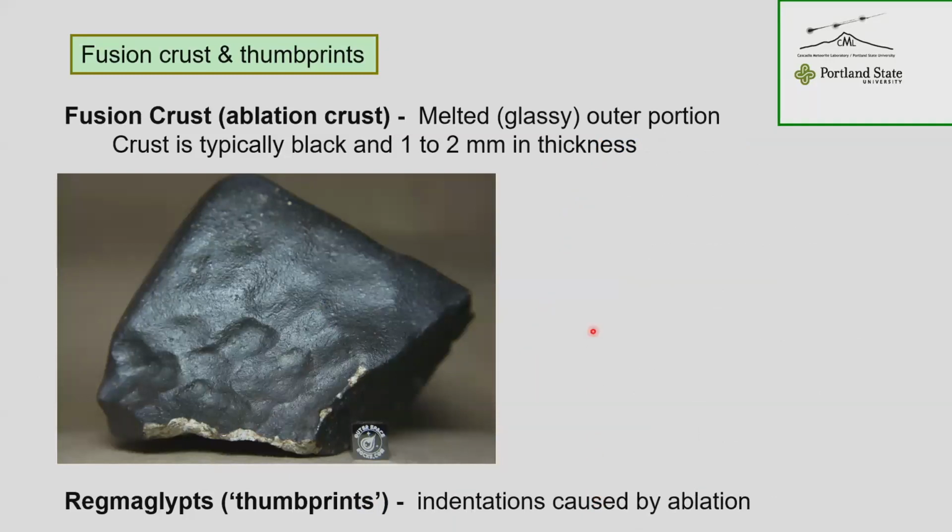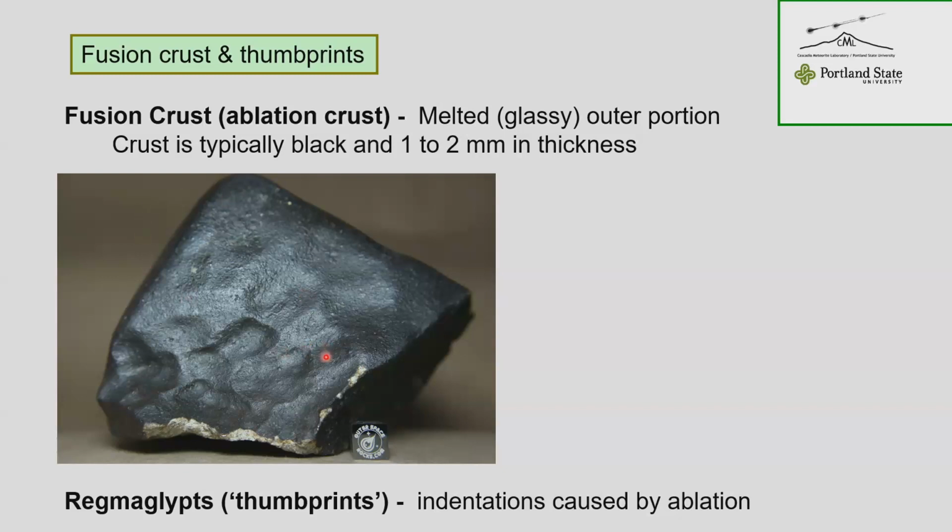Now, the most obvious sign for identifying meteorites is what we call a fusion crust or an ablation crust. This is just a melted or glassy outer portion of the meteorite that forms as the object is entering the Earth's atmosphere at tens of kilometers per second. So it's heated up, it melts, and as it melts, it eventually cools very quickly in the atmosphere because it's very cold up there, and it forms this glass.